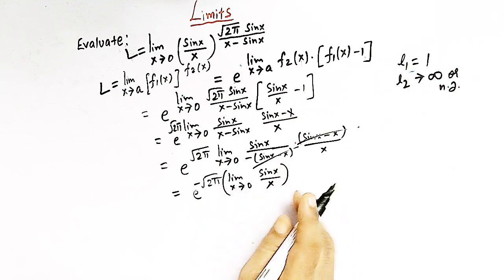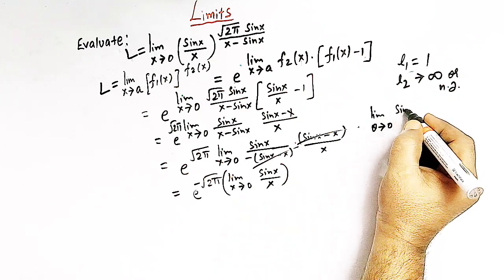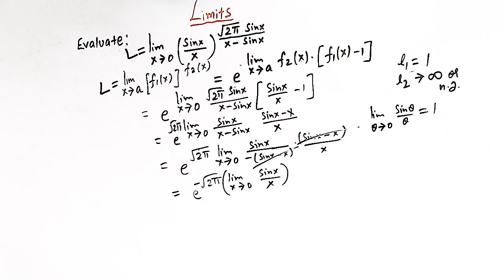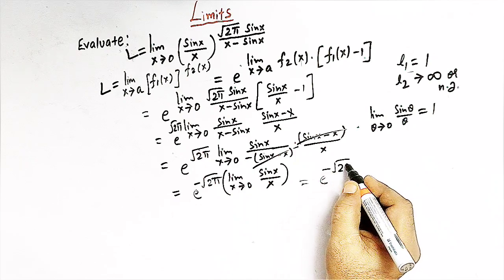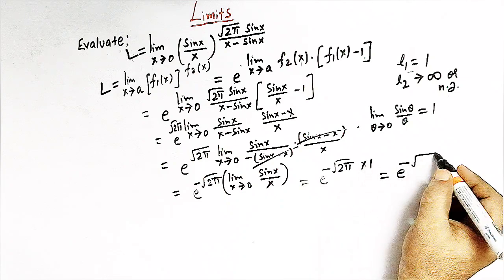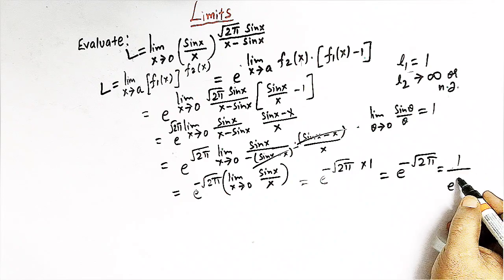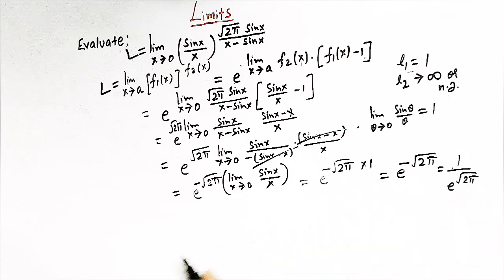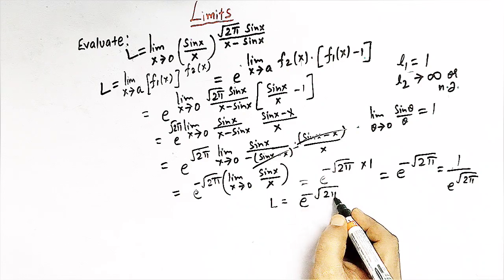And this limit is equal to 1 because limit theta tends to 0, sine theta over theta is equal to 1. So now we can write here e raised to minus square root of 2 pi, and this limit is 1. So we have e raised to minus square root of 2 pi, which can be written as 1 over e raised to square root of 2 pi, right? So the value of this limit L is given by e raised to minus square root of 2 pi.